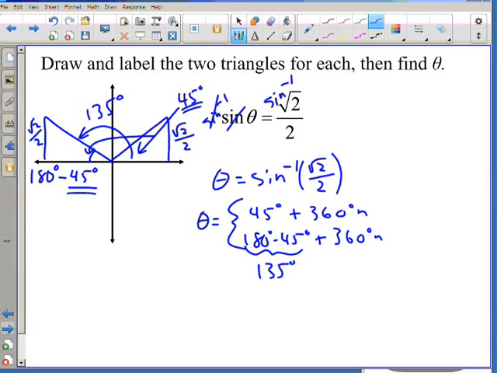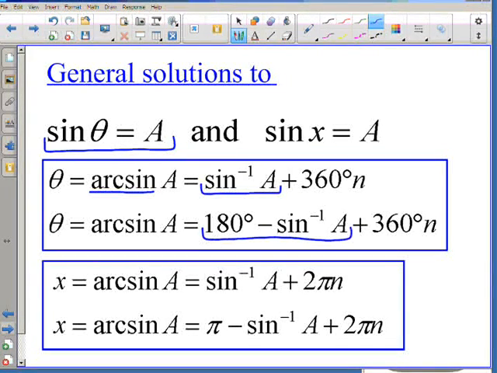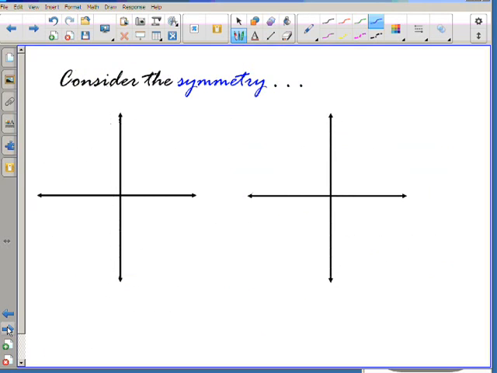So let's take a look here at what this looks like in general. We have the sine of theta equal to A. We undo it to find all values by this arcsine, which is simply the inverse sine plus 360, and then 180 minus, because of the symmetry above and below the x-axis, the symmetry across the y-axis. And we can do this for radians or degrees. So this general solution is going to come in handy.